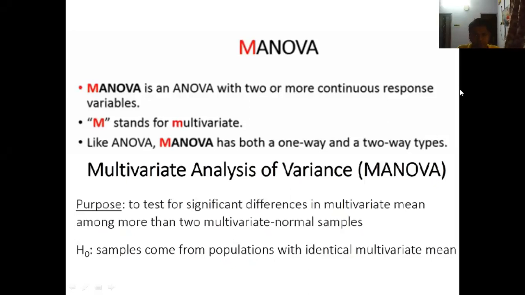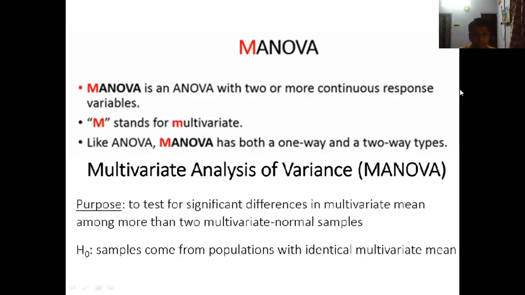In case of one-way ANOVA and two-way ANOVA, we have seen that in one-way ANOVA there was one dependent variable and one independent variable. In case of two-way ANOVA, there was one dependent variable and two independent variables. If it is three-way ANOVA, then there will be one dependent variable and three independent variables.